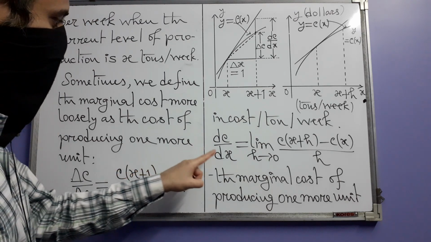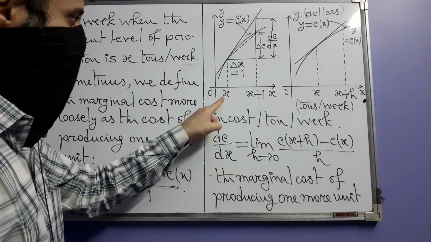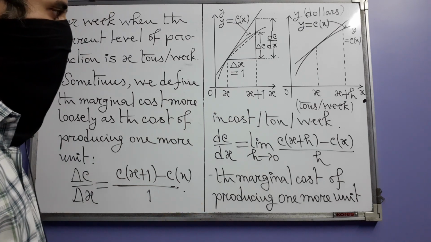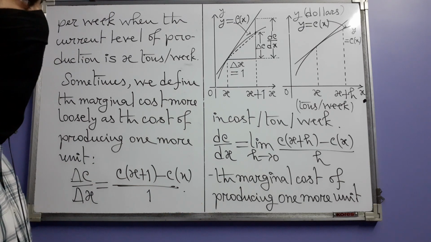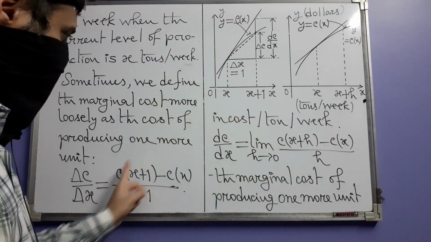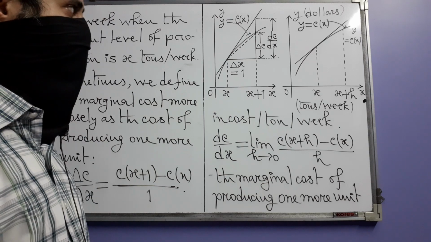This approximates this well for large values of X. In principle, that's how things go. Not for small values of X. When X is quite large, this more accurately approximates the actual marginal cost.